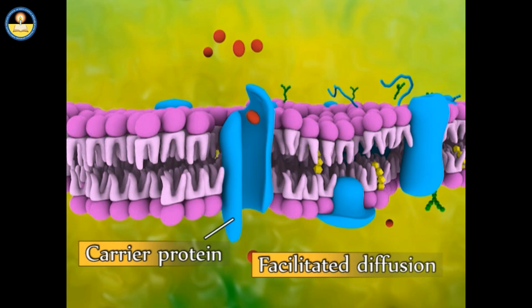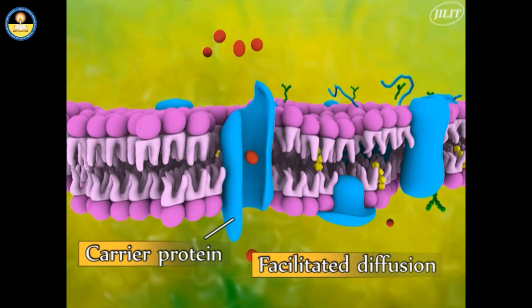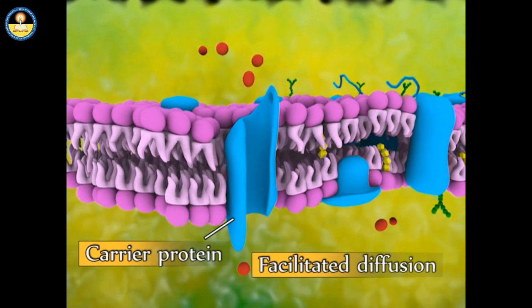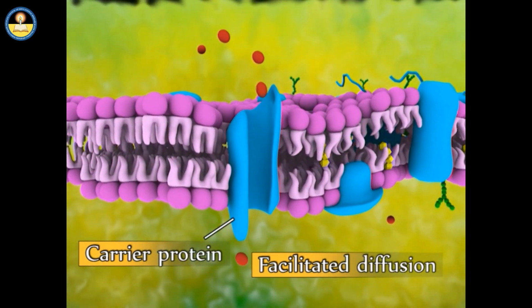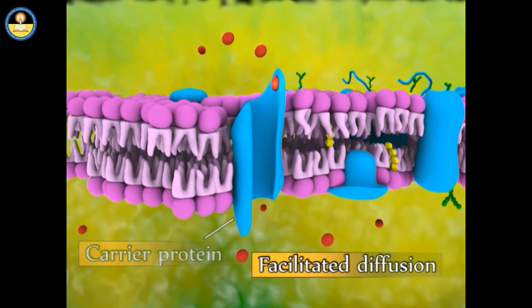Like diffusion, no energy is required to transfer the molecules during facilitated diffusion. Sometimes, even the carrier protein changes its shape temporarily to deposit the molecule on the other side.